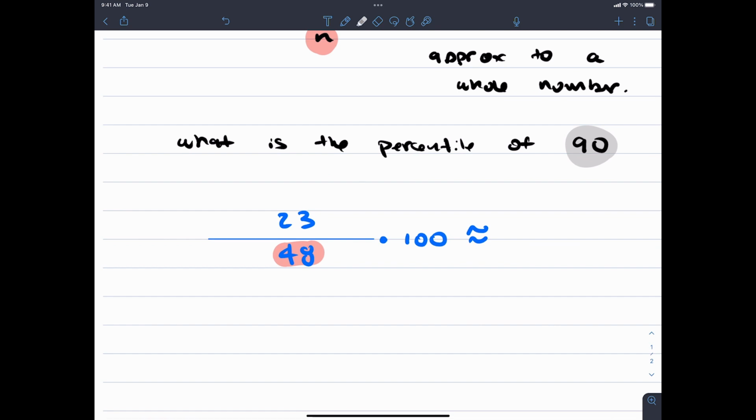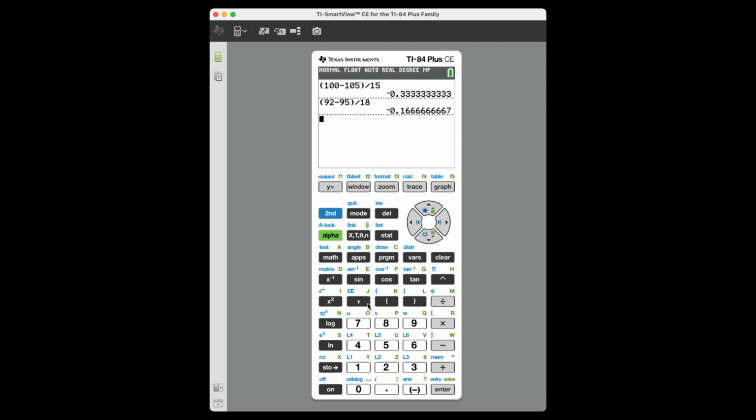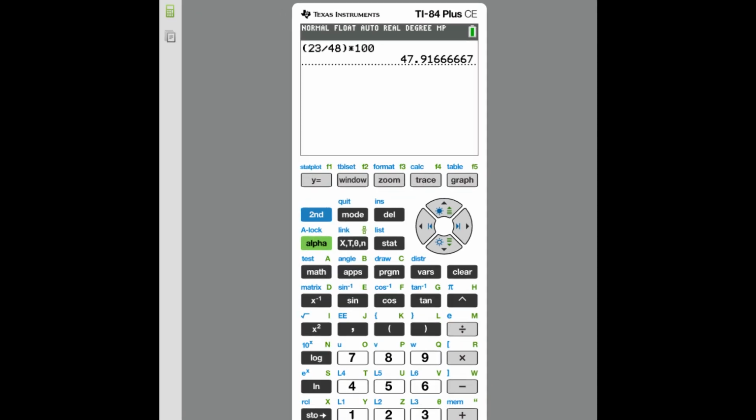So now you get out your TI calculator. The TI is waking up. We're going to clear this out. And now, ladies and gentlemen, you're going to put a parentheses, 23. See if you guys can see that. Yeah, 23 divided by 48. Close that and multiply times what? 100. What do you end up with? What is that going to be?